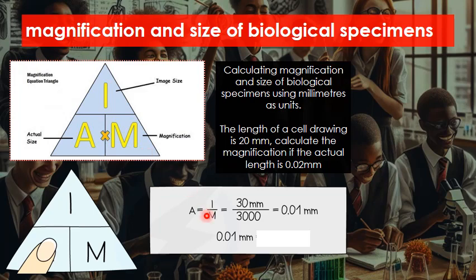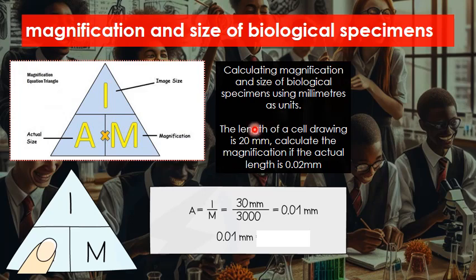Is this making sense? So for example here, we have been given an image that is 30 millimeters long, and that image has been magnified times 3000. If you're asked to find the actual size, you say image size over magnification. Image is 30 millimeters, magnification is 3000. If you divide it, you get 0.01 millimeters. That will be your actual size. But it has been multiplied 3000 times, that's why it's appearing as 30 millimeters. I hope you got this one. If you have any questions on this one, please let me know.